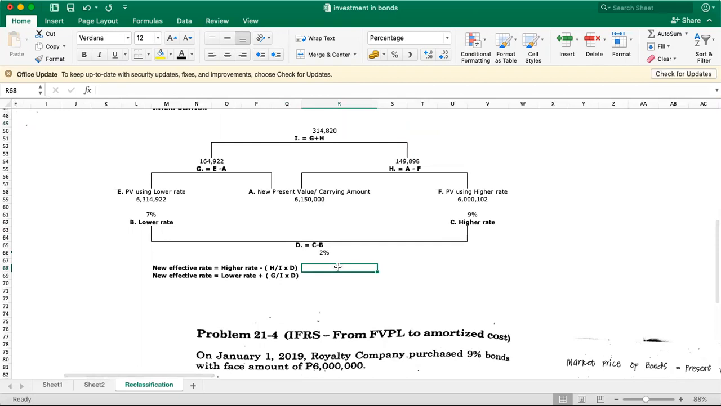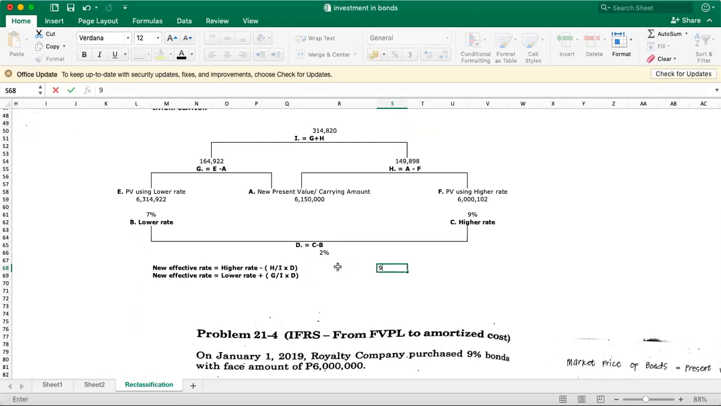Okay, using this formula, diba? So, we have higher rate natin. Diba? Higher rate, like 9% minus, you have H. Saan yung H natin?